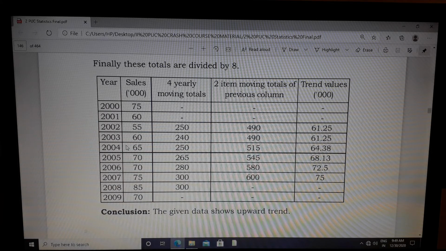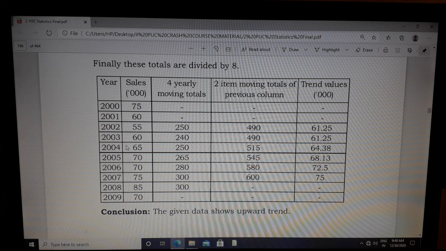But that is wrong actually. What we have to do here, as it is coming in between 2001 and 2002, again these 4 yearly moving totals have to be centered by adding 2 yearly totals. That means 250 and 240, how much? 490. If you write 490 in between, again definitely that falls in 2002. So if you observe the problem on paper, then you will understand it very easily.